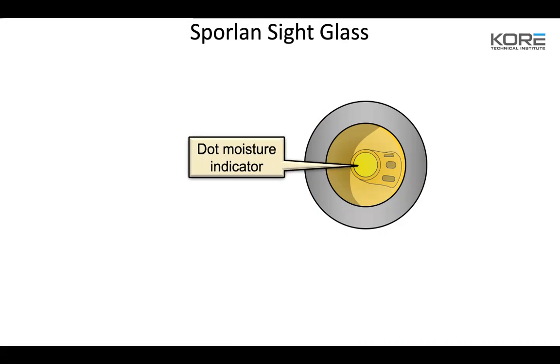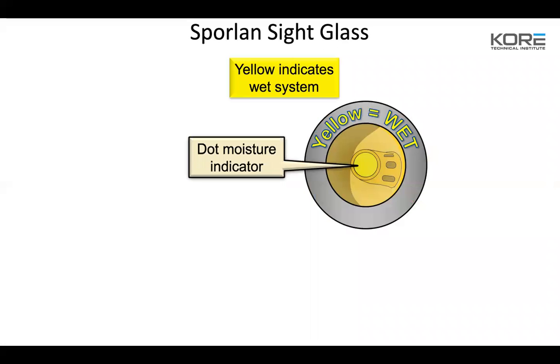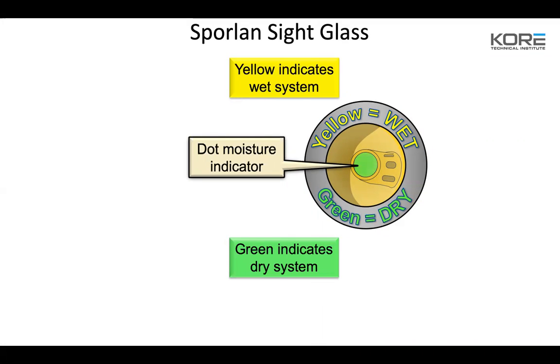So the dot moisture indicator is really just a piece of paper that actually picks up the moisture if you do have moisture in the system. We want to see a dry system, we want to see that green. If it shows yellow, you might have turned it yellow when you were doing some work on it. Give it about a day is what they tell you in the manufacturer specs, and it should turn back to green.